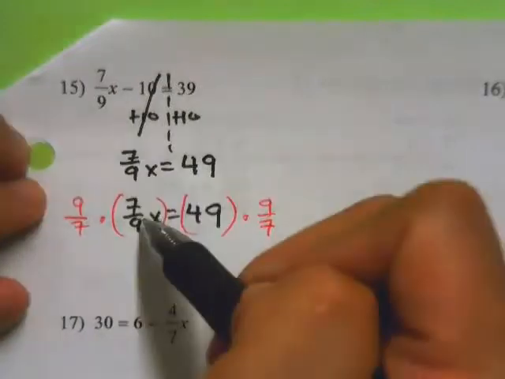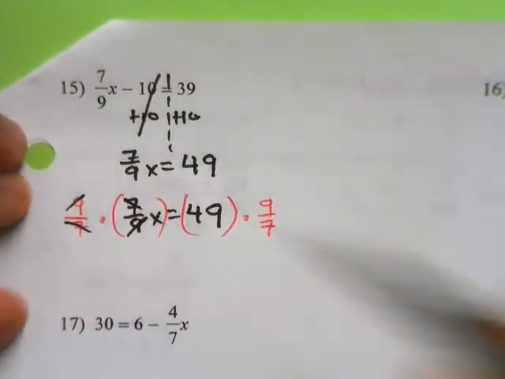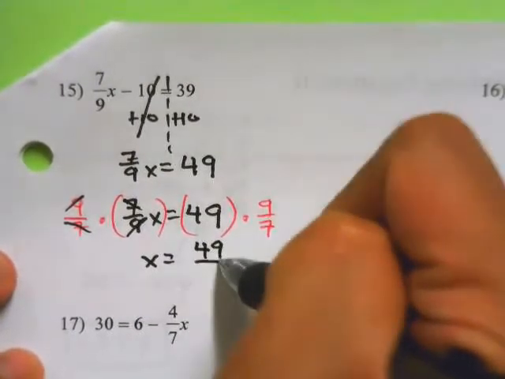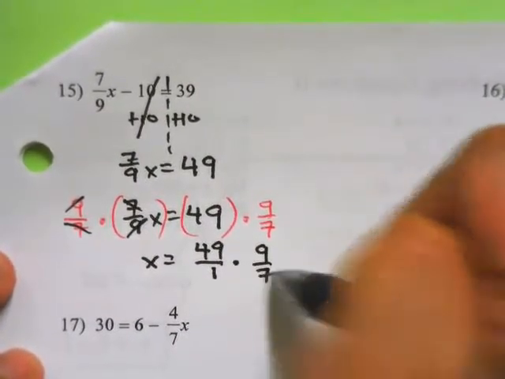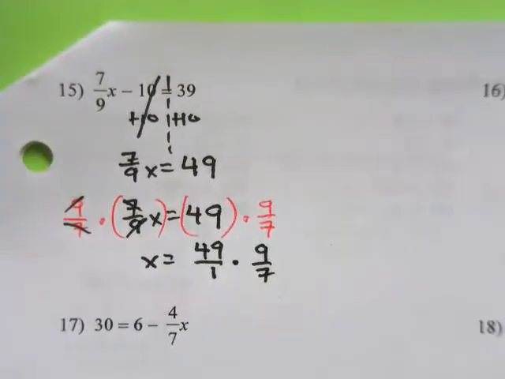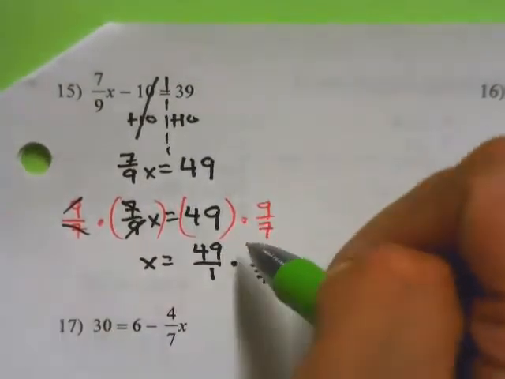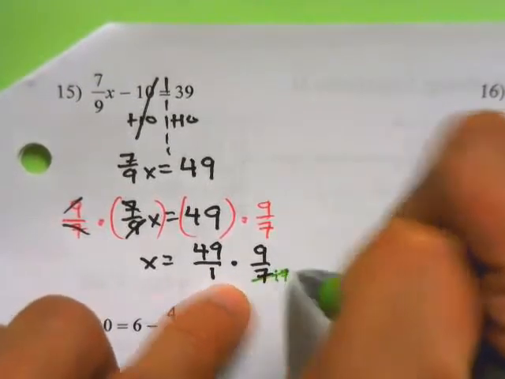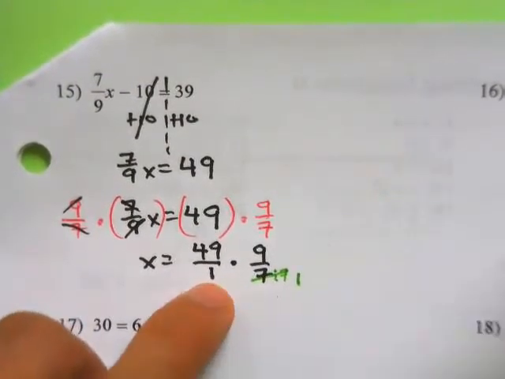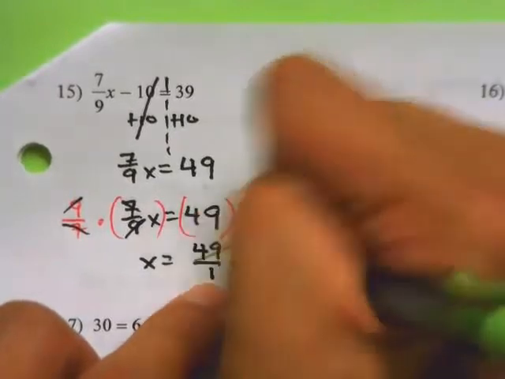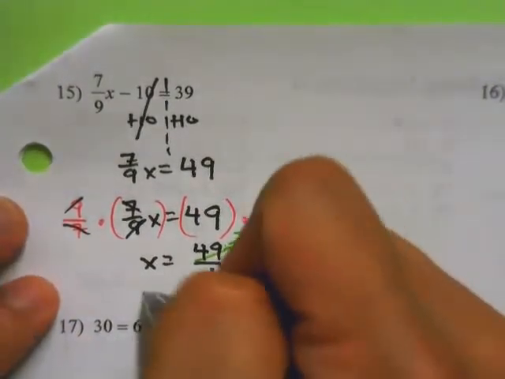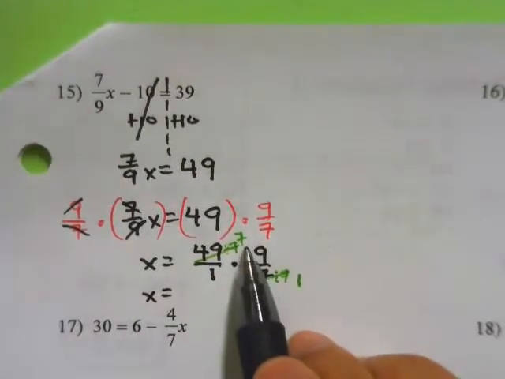So when you do that, those 9s are going to be gone, and at the same time, those 7s are going to be gone. X is equal to, I'm going to put this as 49 over 1 times 9 over 7. Okay. Then I think we can cross these two out by dividing by 7. 7 divided by 7 is 1. And then 49 divided by 7 is 7.